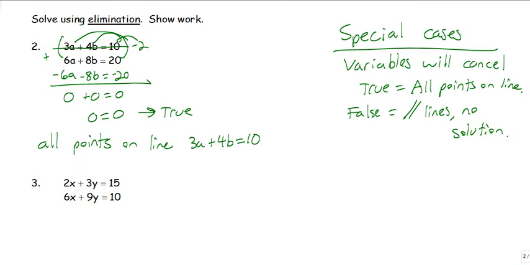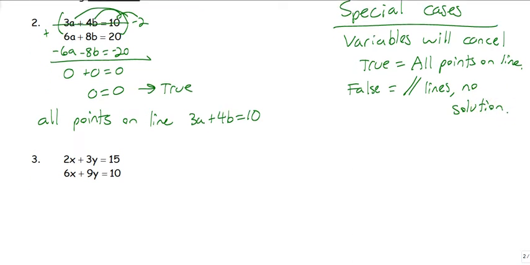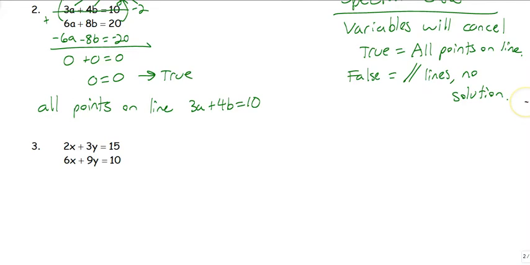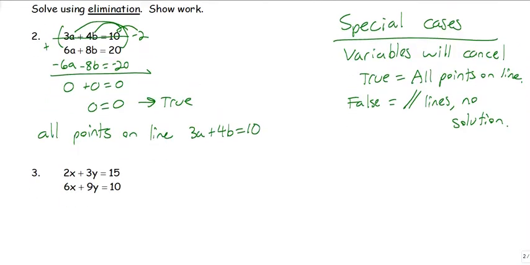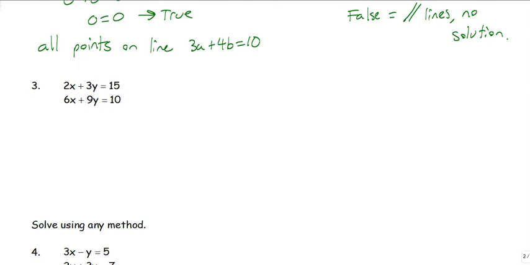Okay, so let's look at number 3 then. And if you guys want, you can pause the video and try to do this one on your own first and see what happens. See if you remember how to do this. I'm going to try to eliminate the x's again, or the first letter again. Again, I want to get this to be a negative 6, so it cancels with the positive 6. So I'm going to multiply everything by negative 3.